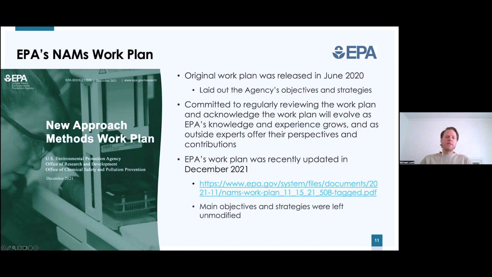So the EPA's NAMs work plan was created to prioritize agency efforts and resources toward activities that aim to reduce the use of animal testing. This work plan was developed by experts across the agency to set the objectives and strategies for using NAMs. The work plan was updated in December 2021 with the main objectives and strategies being unmodified.